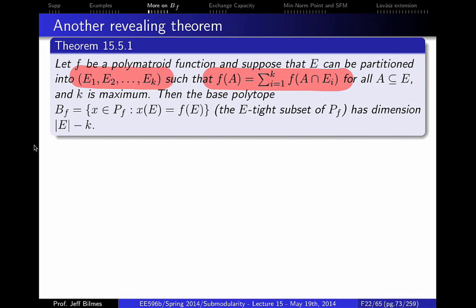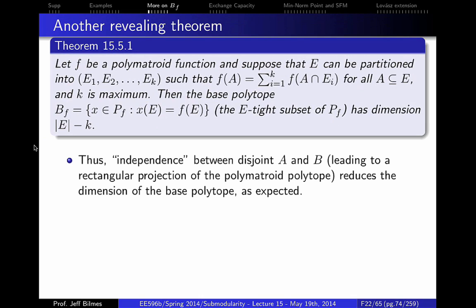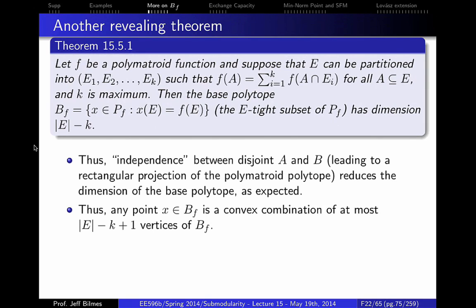But what we want to say here is that if the submodular function can be written in this way, and k is maximum, the largest such k such that we can write it, then the base polytope, which is defined in this way, has dimension |E| minus k. So in general, it has dimension |E| minus 1 for a general submodular function. But if there's some form of independence between disjoint A and B, then it reduces the dimension of the base.